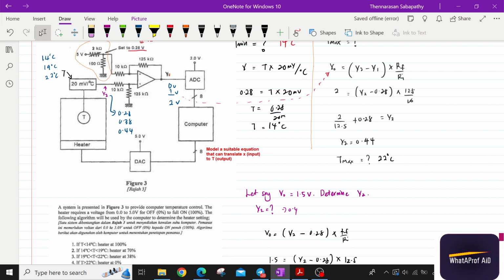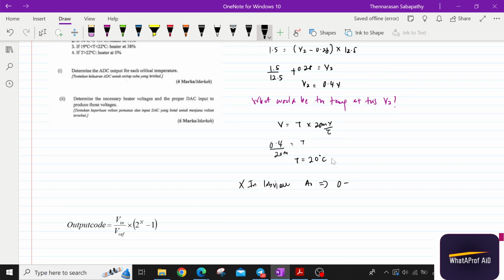What is the voltage range for A naught in LabView? This is related to your mini project. In LabView, A naught varies from where to where? From what minimum voltage to what? 0 to 12? 15? No. A naught is actually the IO pin on your board.